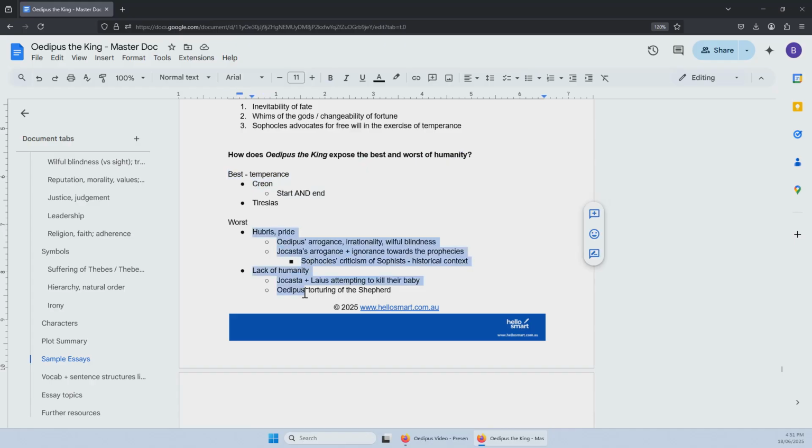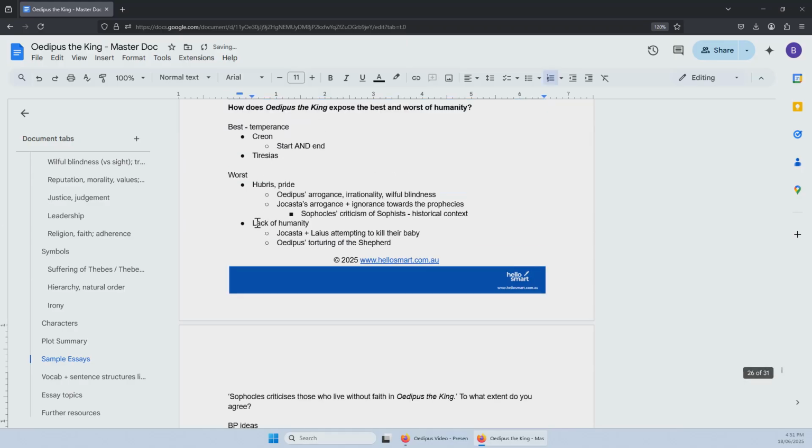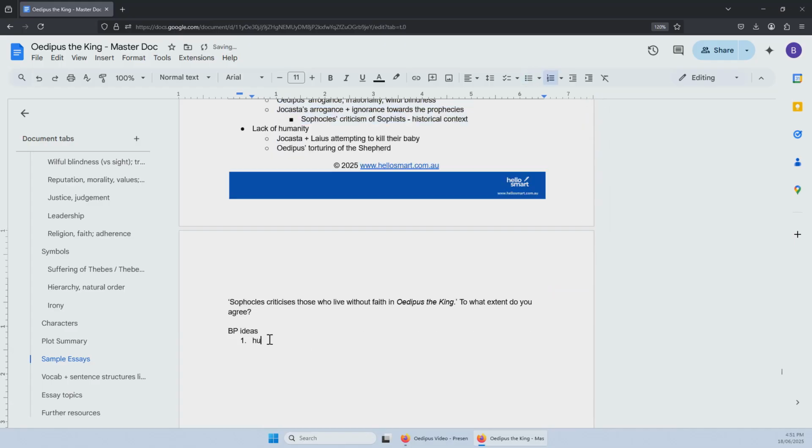We'd have 1 paragraph on this, 2 paragraphs on these. And then for this one here, Sophocles criticizes those who live without faith in Oedipus the King. To what extent do you agree? So we'd be thinking here about people who don't agree with the gods or don't listen to the gods. So there's a couple of body paragraph ideas we can come up with. One you might already see would be probably this one here. Arrogance and ignorance towards the prophecy, so hubris and pride. Again, that's a really cool one.